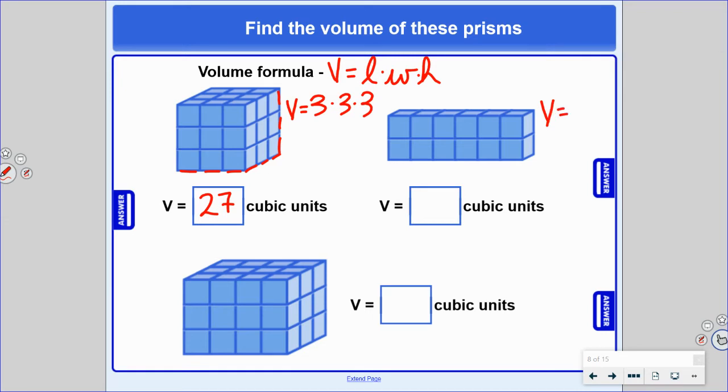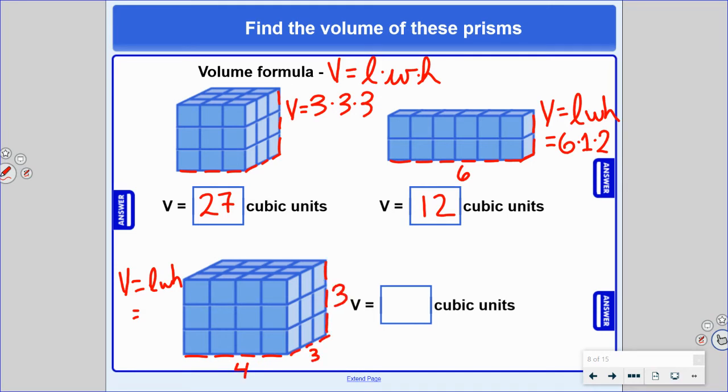Over here we go. Write the formula. 1, 2, 3, 4, 5, 6 by 1 by 2 layers tall. 6 times 1 is 6, and then 2 layers of 6 would make 12 cubic units. Onward down here, write the formula. 1, 2, 3, 4 by 1, 2, 3 by 1, 2, and 3 levels tall. 4 by 3 is 12, but if we have 3 layers of 12, we'll get up to 36 cubic units.